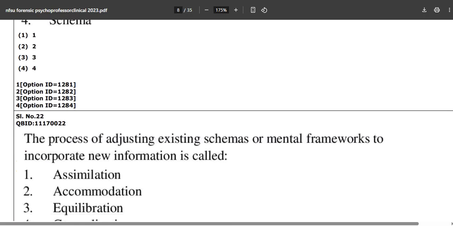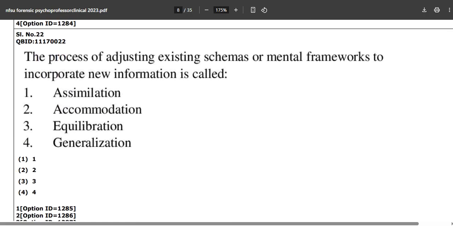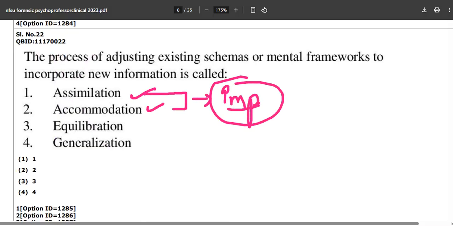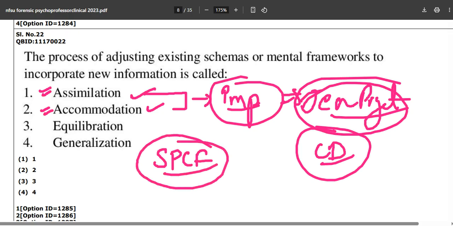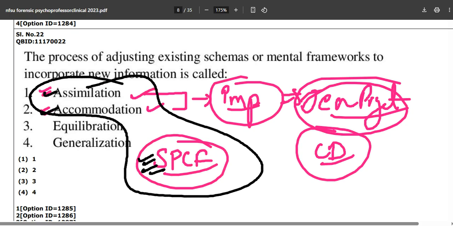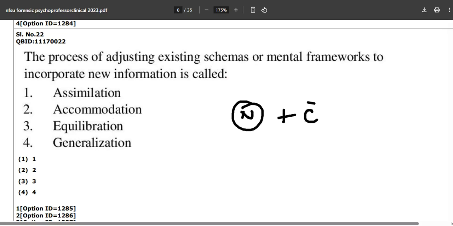Now moving forward to the next one, because this is very important. The process of adjusting, and assimilation and accommodation, these two things are very important. This is based on Jean Piaget's theory of cognitive development. In that theory, assimilation and accommodation are the two most important concepts, along with SPCF. So make sure that you study SPCF properly, and assimilation and accommodation; everything is given clear, crisp and precise in your NCERTs as well as the C book.